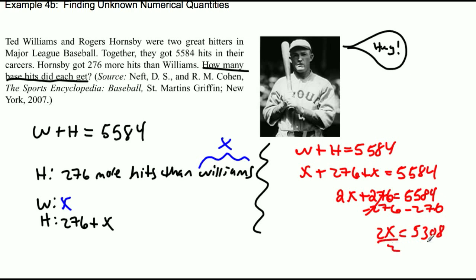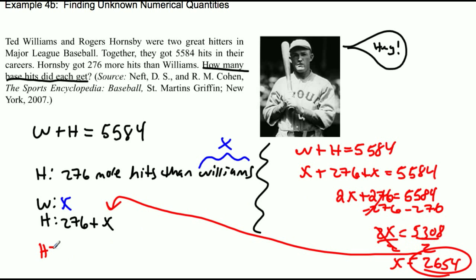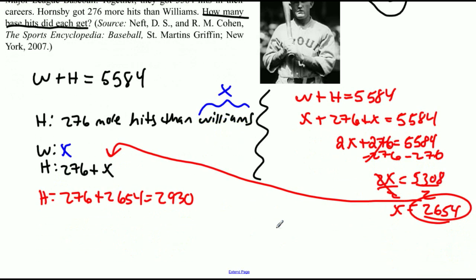We divide both sides by 2. So X is going to be equal to 2,654. Again, what does X stand for? X is Williams, so we know how many hits Williams got. I wonder how many hits Hornsby got. Well, let's plug this in for X. Hornsby is going to be 276 plus 2,654, which is going to give us a whopping 2,930.